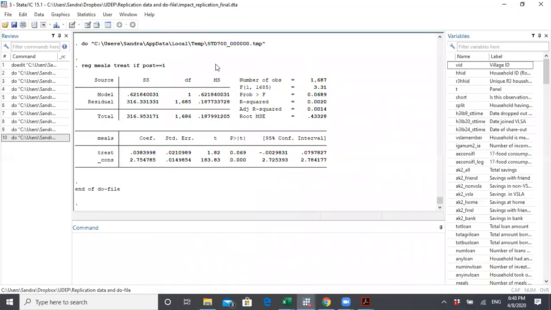Right, so we get these results. This is what your results table looks like. It tells you number of observations, your F statistic, R squared, adjusted R squared, all of that. The coefficient of interest will be this treat. This is the effect of receiving treatment on the number of meals per day. It also gives you your standard error and p-value. You can see it doesn't have a large effect, but it is significant at the 10% level because p is 0.069. Then you can export those results in the same way using Outreg too.